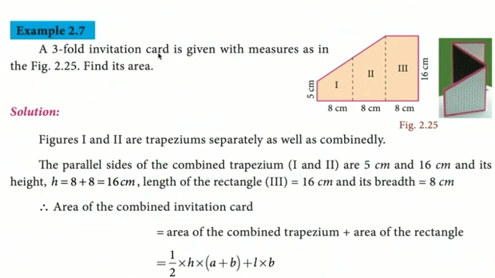A threefold invitation card is given with measures as in the figure. Find its area. Okay. First part, second part, third part. First part is what? A triangle is missing from a rectangle. That is the first part.